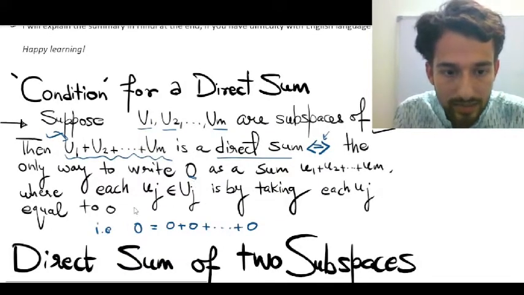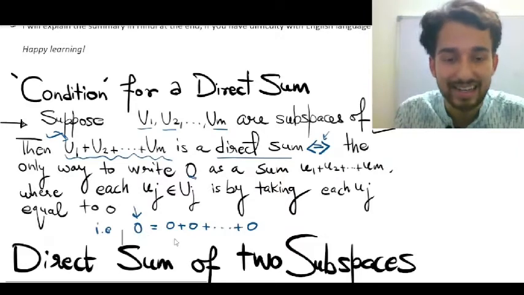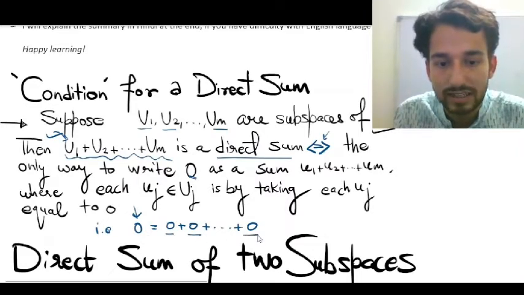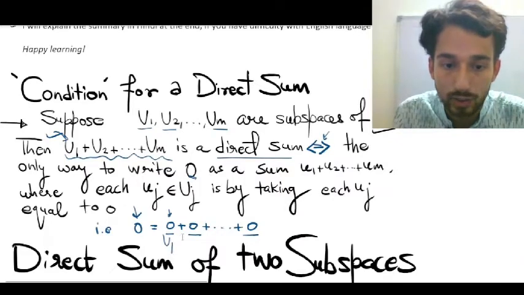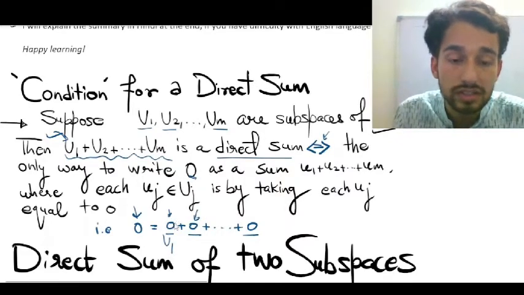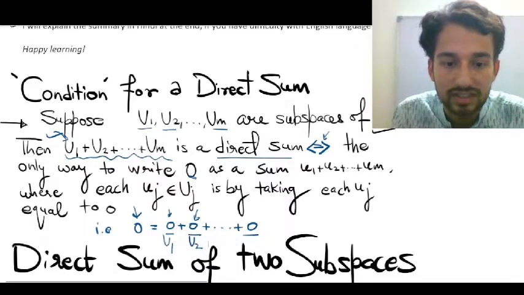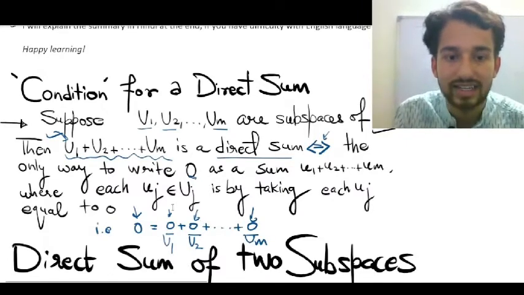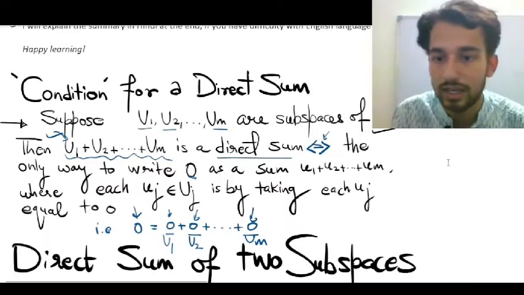Here, this is my zero vector of the vector space V, and if I can express it only uniquely, in the trivial linear combination of these vectors, then the given sum is a direct sum. Here, this is not u, this is 0. This zero vector is coming from the subspace capital U1, of course, because it's a subspace, so by definition it has the zero vector. Similarly, this is coming from U2, and finally this is coming from Um. If we can show that the only way to express this is the trivial combination, then the given sum forms a direct sum. So this is our first result.